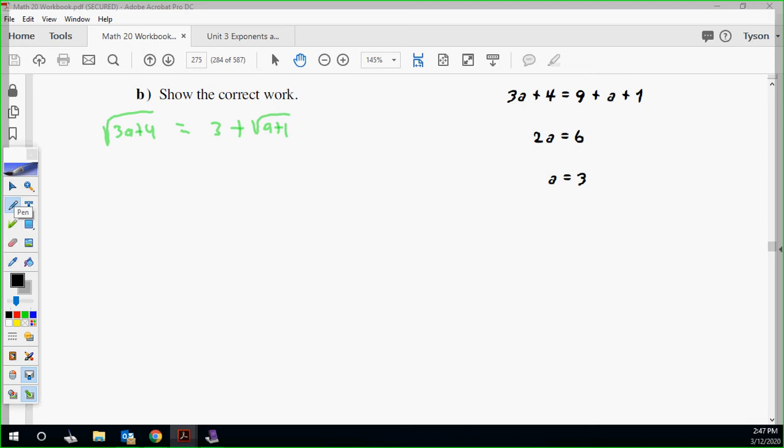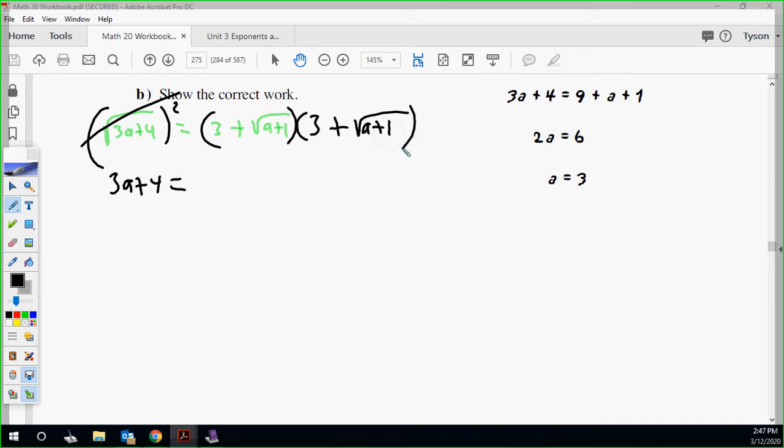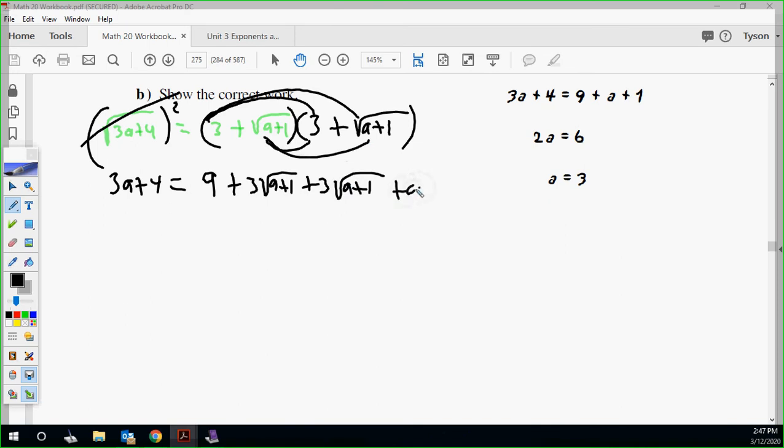What we're going to do is square both sides effectively. So we're going to square this, and that's gone, so you're left with 3a plus 4. We're going to square this, and a lot of times to help myself remember, I just write it twice, because I know I'm going to need to FOIL it anyway. So we FOIL it. 3 times 3, you get the 9. 3 times root a plus 1 is 3 root a plus 1. Root a plus 1 times 3, another 3 root a plus 1. Root a plus 1 times root a plus 1 is just a plus 1.